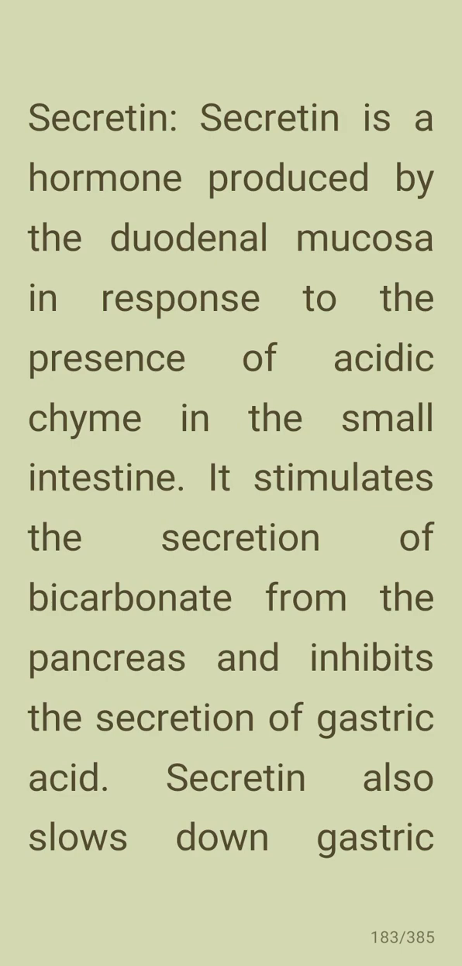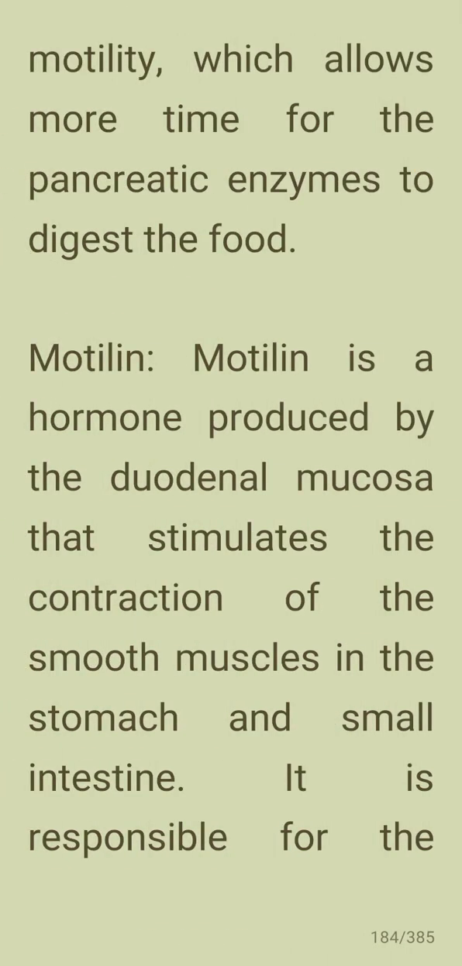Then secretin. Secretin is a hormone produced by the duodenal mucosa in response to the presence of acidic chyme in the small intestine. It stimulates the secretion of bicarbonate from the pancreas and inhibits the secretion of gastric acid. Secretin also slows down gastric motility, which allows more time for the pancreatic enzymes to digest the food.